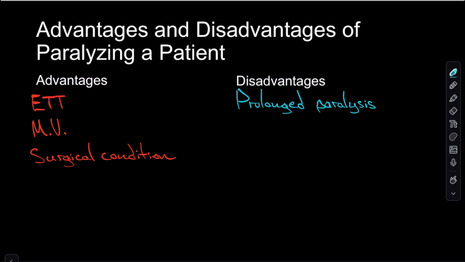Another major disadvantage is that you have to manage the airway. As soon as you paralyze a patient, they're unable to breathe on their own, and you must be able to place some sort of breathing device or mask ventilate them to make sure that they continue to breathe. So that's a major risk.